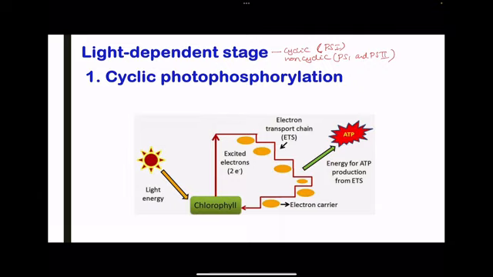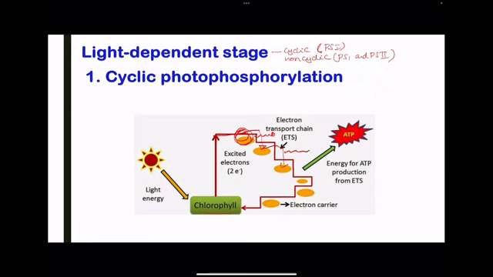Focusing on cyclic photophosphorylation, which occurs in only photosystem 1, here sunlight is going to strike a chlorophyll molecule, and when this occurs, electrons are going to be excited to a higher energy level, and these are going to be picked up by the first electron acceptor molecule within the electron transport chain. Let's take an example if it's this one here. When it accepts that electron, then the electron is going to be released to the next molecule in the chain, and in doing so, energy is going to be released. Then as an electron is released from the next to the other, energy is going to be released.